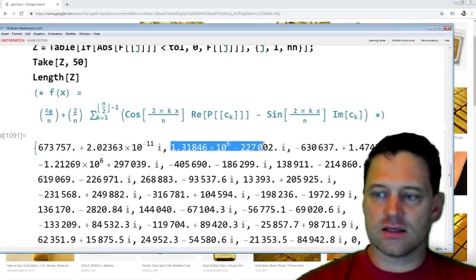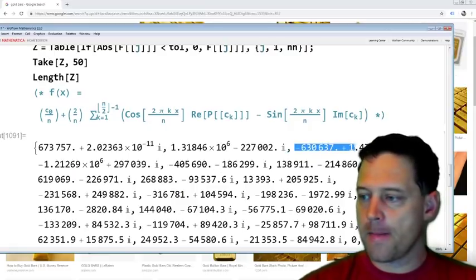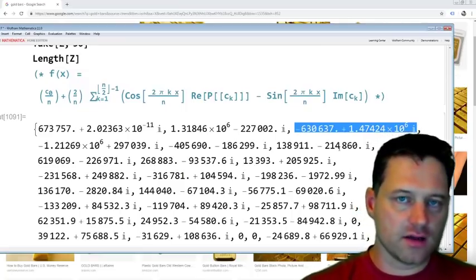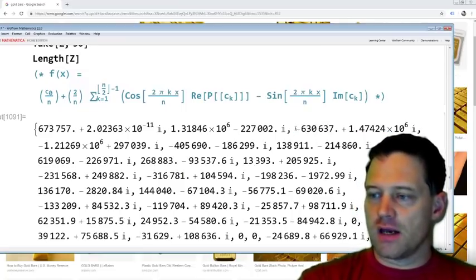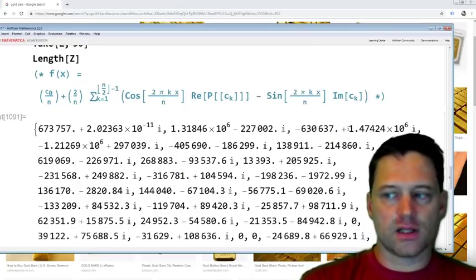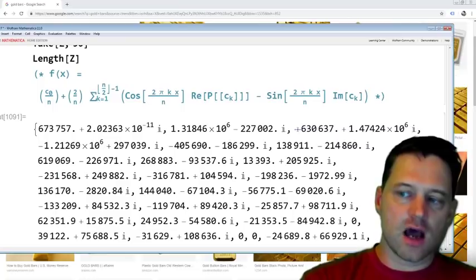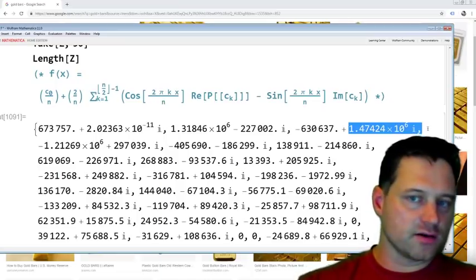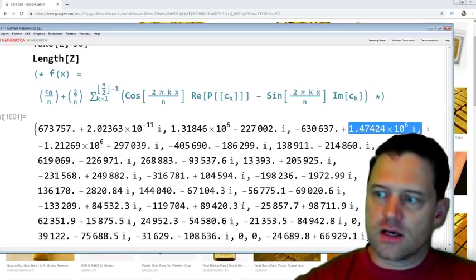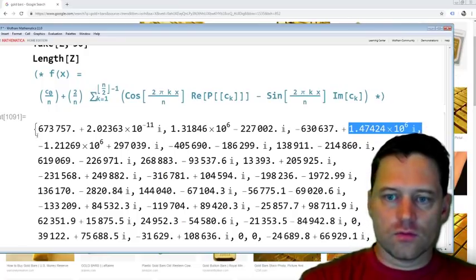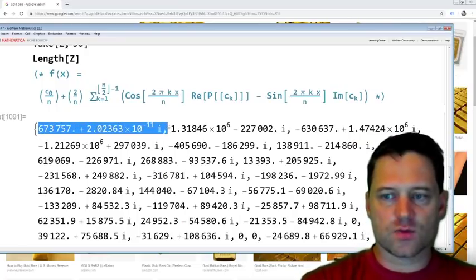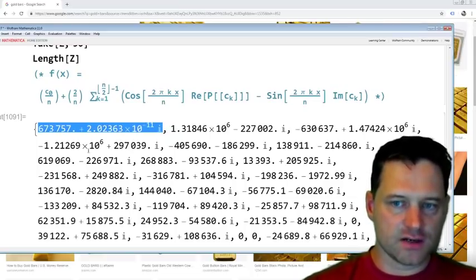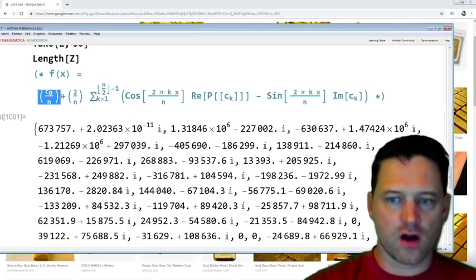Now the rest of these come in pairs. You might not be able to see the complex conjugate pair, but it is in this list somewhere, probably at the other end. So we have minus 630,637 plus this imaginary part. It also comes with minus 630,637 minus this same number, but it's at the other end of the list. The reason I said that is because this one here at the front doesn't come with any pair, it just is on its own. So we have to treat it differently in this formula, which is why we have it here in the front.